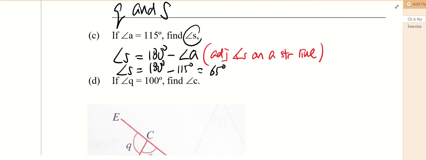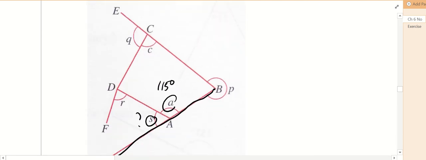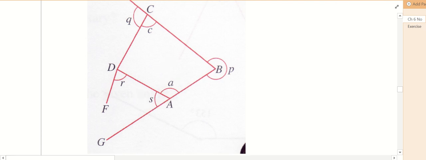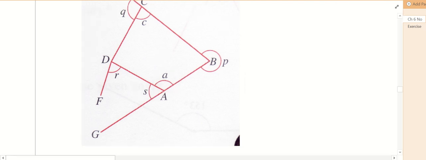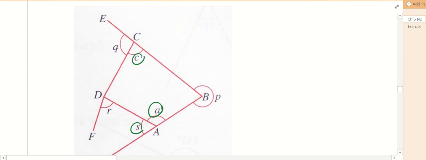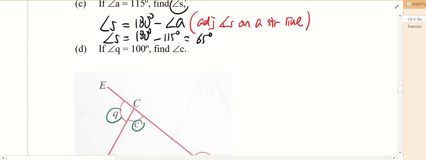So what does this example tell us? It tells us that if I have an interior angle and an exterior angle adjacent to each other, in this case A and S, or I can even talk about C and Q, they add up to 180 degrees because they add up to a straight line, right?